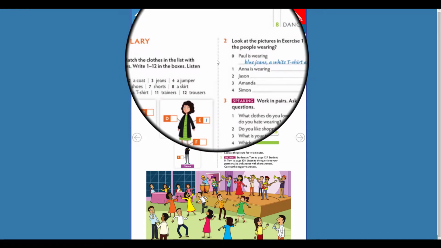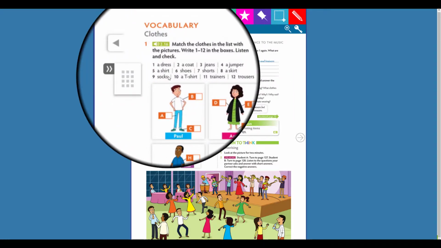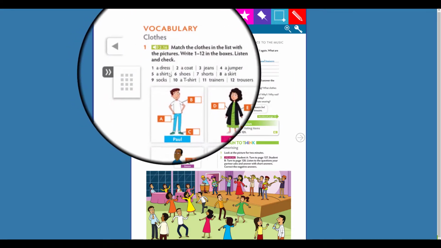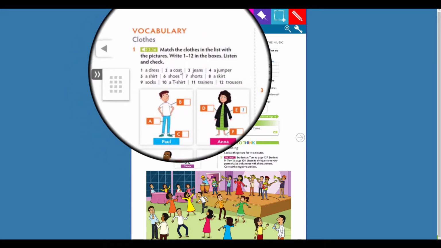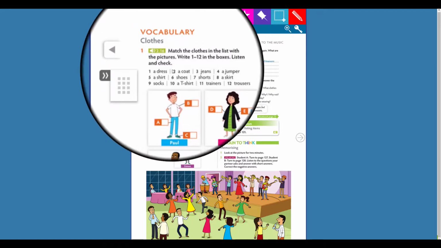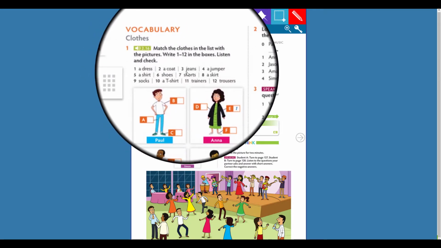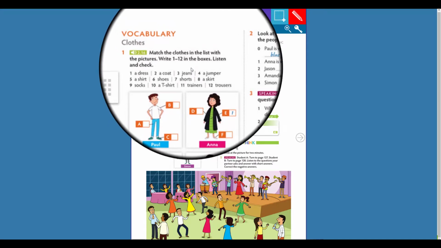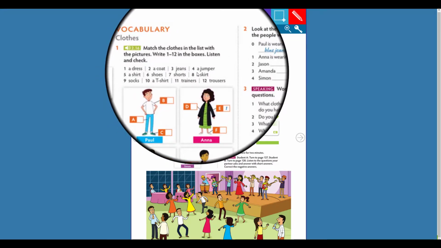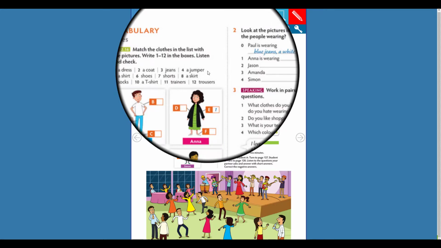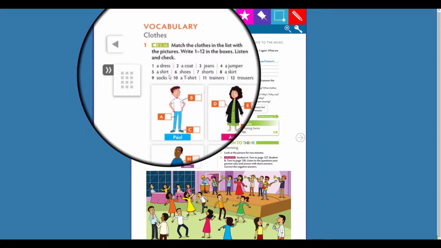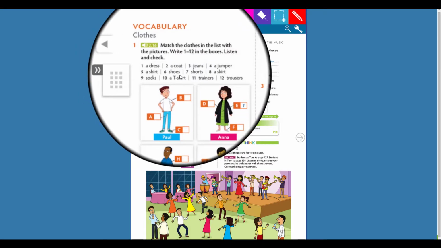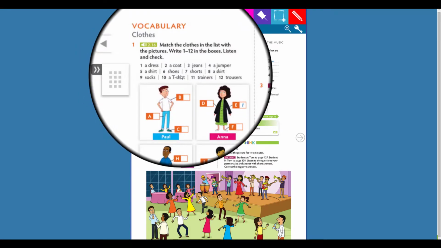Did you finish? Very good, so let's check now. The first word is a dress. In Spanish, vestido, un vestido. Then we have a coat, in Spanish, un abrigo. Then jeans, in Spanish, jeans. Then a jumper, in Spanish, un chaleco, un suéter. Number 5, a shirt, in Spanish, una camisa. Then shoes, in Spanish, zapatos.